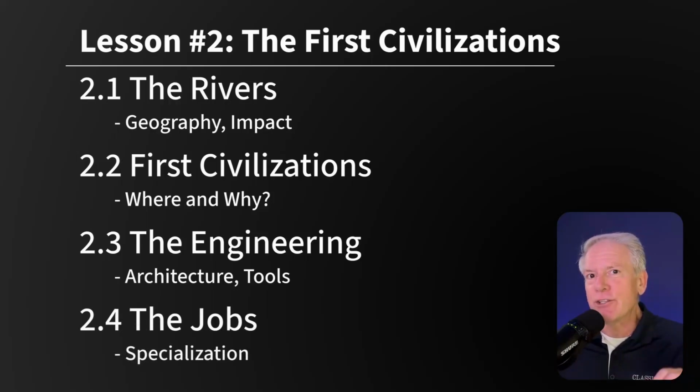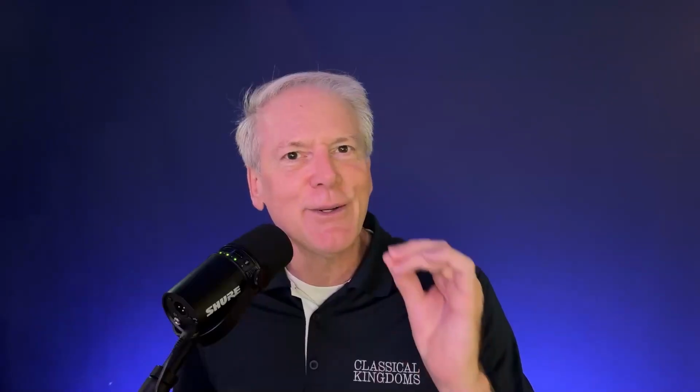And then finally, what about the jobs? People are going to have different jobs. Not everybody can be king. We're going to need some people to make the bricks and farm that land. So we will unpack what the jobs and what all these building blocks do to build a civilization. So let's get into it. Let's talk about the rivers. Which one should we start with?